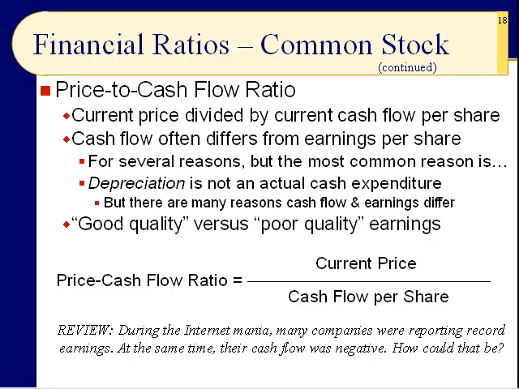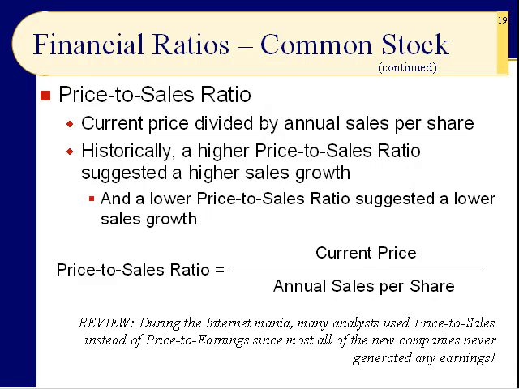And then, during the internet mania, because many of these companies never earned any income, they looked at the price to sales, right? Well, look how much they're selling. Well, how much are they earning? No, don't look at the earnings. Don't look at the cash flow. Look how much they're selling. And, of course, a higher price-to-sales ratio suggested a higher sales growth rate, but not necessarily a higher earnings rate. And a lower price-to-sales ratio suggested a lower sales growth rate. So these were all the ones we've gone through, except for the PEG ratio, which is really not that popular. These were all a review.